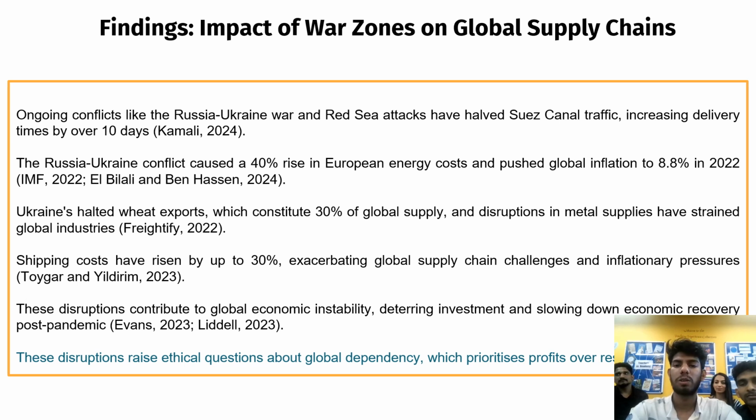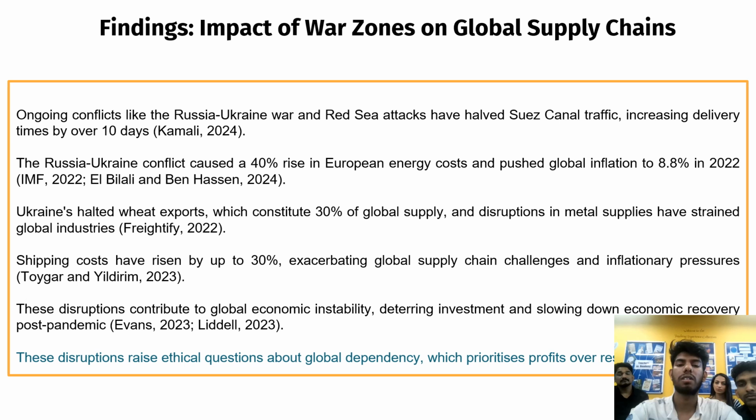Finding: impacts of war zones on global supply chain. Ongoing conflicts such as the Russia-Ukraine war and attacks in the Red Sea have severely disrupted key trade routes, including the Suez Canal. This disruption has caused a significant 50% reduction in traffic and extended delivery time by over 10 days. This highlights a vulnerability of global supply chains to geopolitical instability.